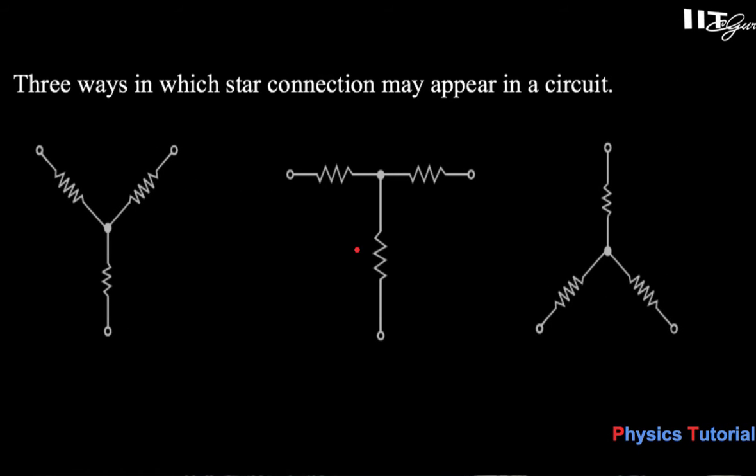Now, the three ways a star connection may appear in the circuit. How do they appear? Like this, either Y shape or T shape or this star shape. These are all star shapes. This is a nodal point, this is another nodal point, this is your nodal point in terms of star. This can be represented like this. Whenever you find this type of three branches, then you can consider this as a star connection.